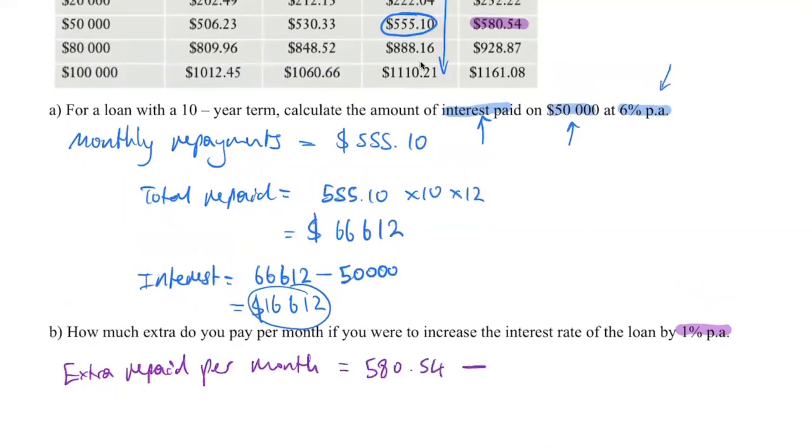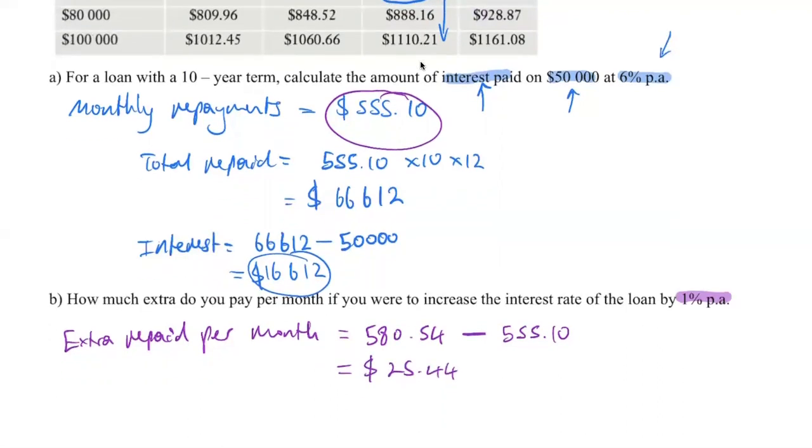And then we're going to subtract off our original monthly repayment that we have from this question, which was the $555.10. So $550.10. And what we'll be left with is $25.44. Okay. All right. So that's how much extra we're paying per month.